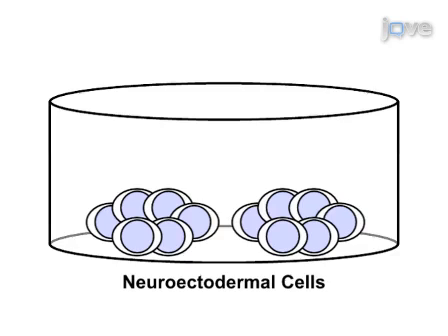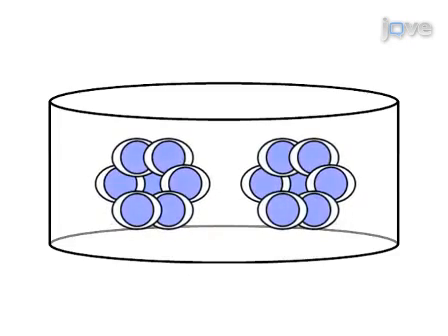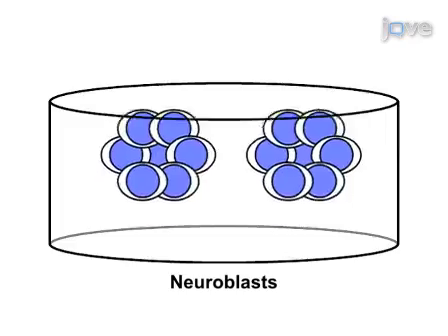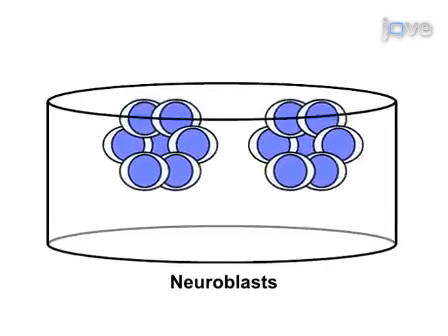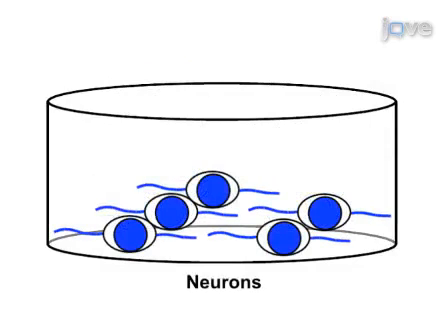Next, the differentiation process is continued by detaching cells in a suspension culture where they form floating cellular clusters called neuroblasts. If neuroblasts are permitted to attach to a tissue culture plate in neural differentiation media, they develop characteristics of mature neurons.